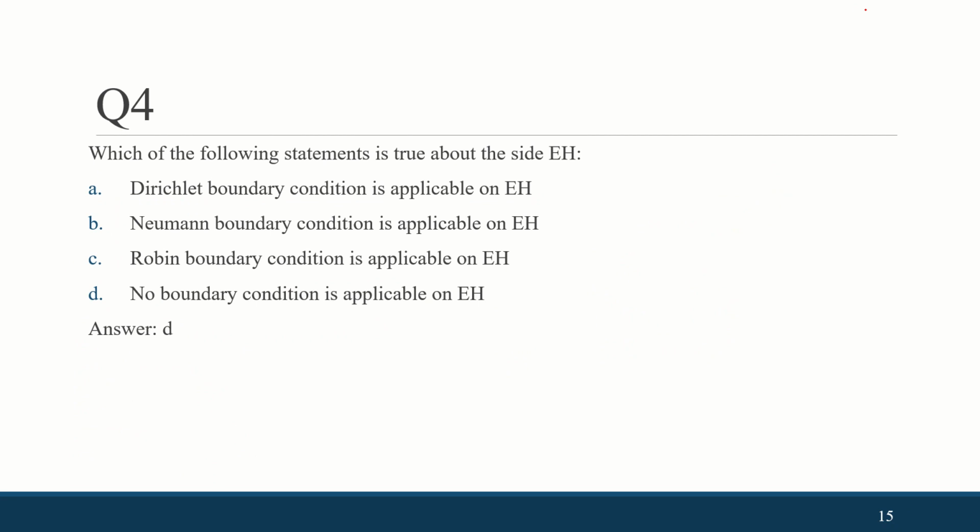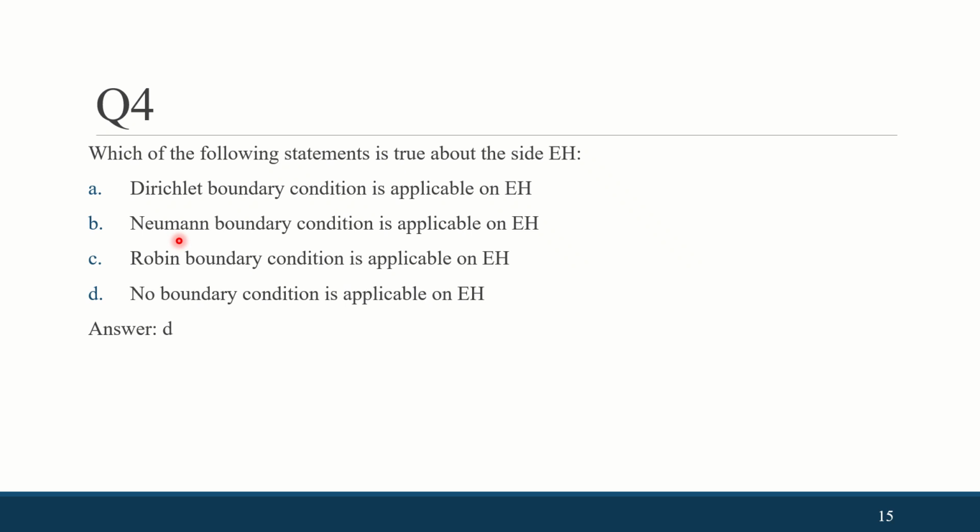Which of the following statements is true about the side EH? Dirichlet boundary condition is applicable on EH. Newman boundary condition is applicable on EH. Robin boundary condition is applicable on EH. No boundary condition is applicable on EH. So we know that ABCD is a domain under consideration, and inside that we have a small portion EFGH, right? So the options given are Dirichlet, Newman and Robin.